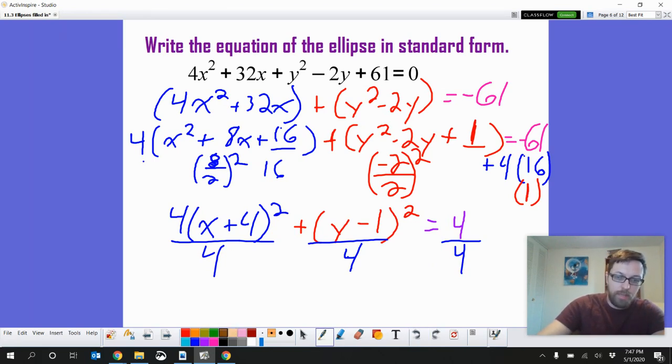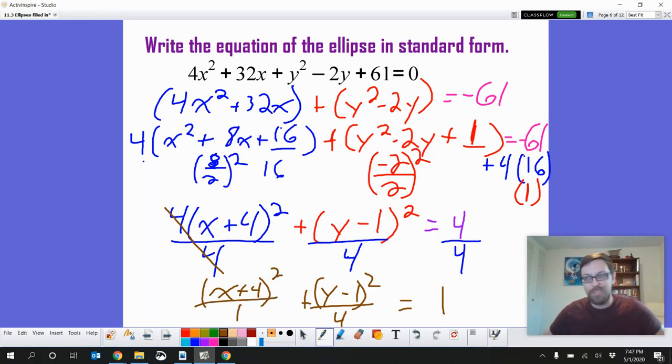So we end up with 1, y minus 1 squared over 4 equals, these two 4's cancel, and we're left with just an x plus 4 squared. But the ellipses are always with fractions, so we'll just put it over a 1, just so that we can see it a little bit easier. That's it for getting something in standard form.